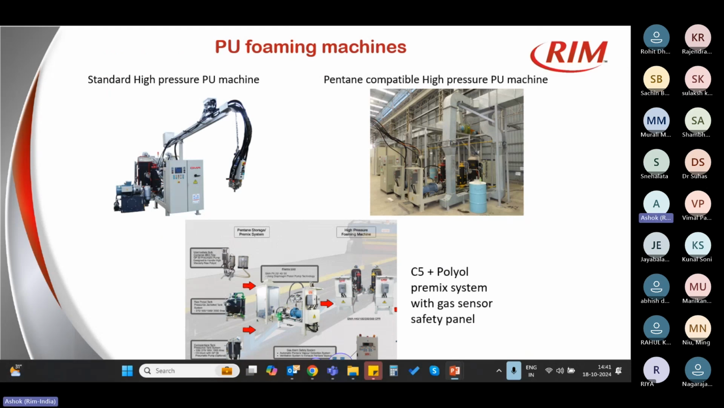Regarding the PU foaming machine, you can see here the high pressure machine, which is a standard non-compatible for pentane. Then the second type is the pentane compatible high pressure machine. And then there are some secondary equipment as well, like cyclopentane plus polyol premixing system. Of course, there is another machine, low pressure, but nowadays no one wants to use the low pressure machine for producing PU panel because there are some major disadvantages. That's why I'm not covering the low pressure machine here.